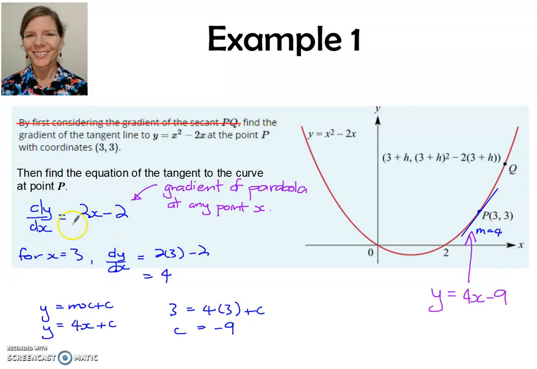So at any point x. So once you've found that, you found the gradient at the point in which you're interested. So for us it was x equals 3, and now you're using that in a separate calculation. So this bit, this is like step 2, part B. This is separate. Okay, so just make sure that you're really clear about which linear equation you're talking about.